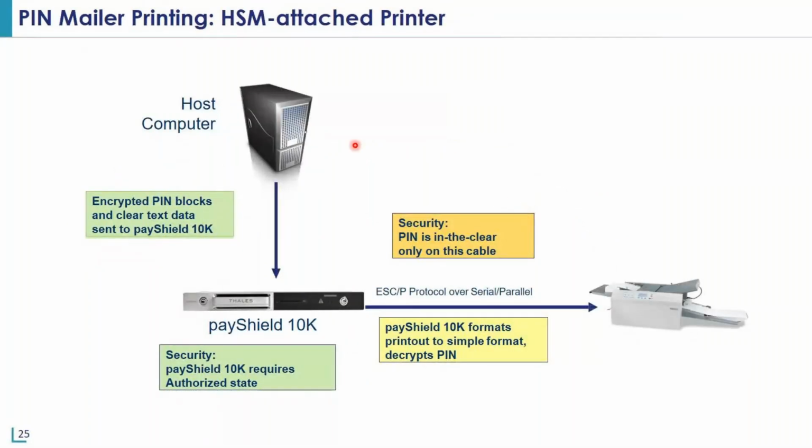That's why it is always recommended that your host computer sends the request, the PayShield 10K generates the pin components directly, and directly sends the print request to the printer, which is directly connected to it. So the pin is in the clear only on the cable between your PayShield 10K and your printer. That's why this support is there for directly connecting printers to the PayShield 10K.